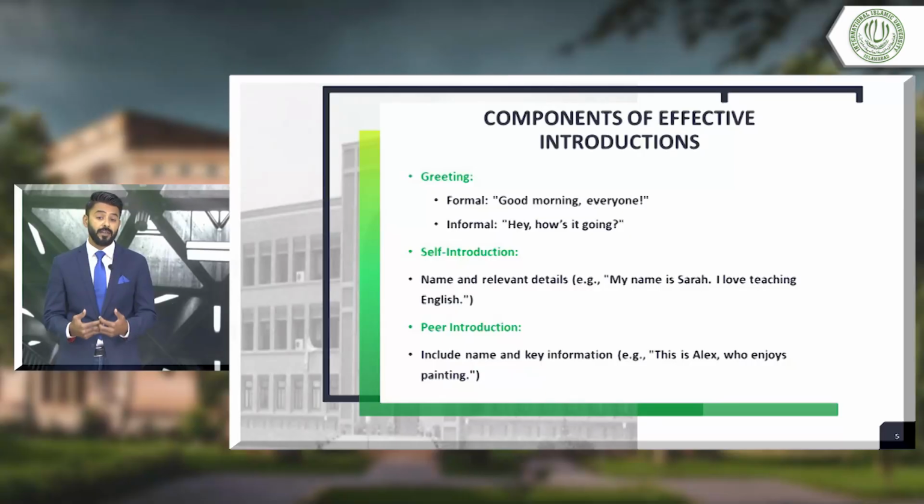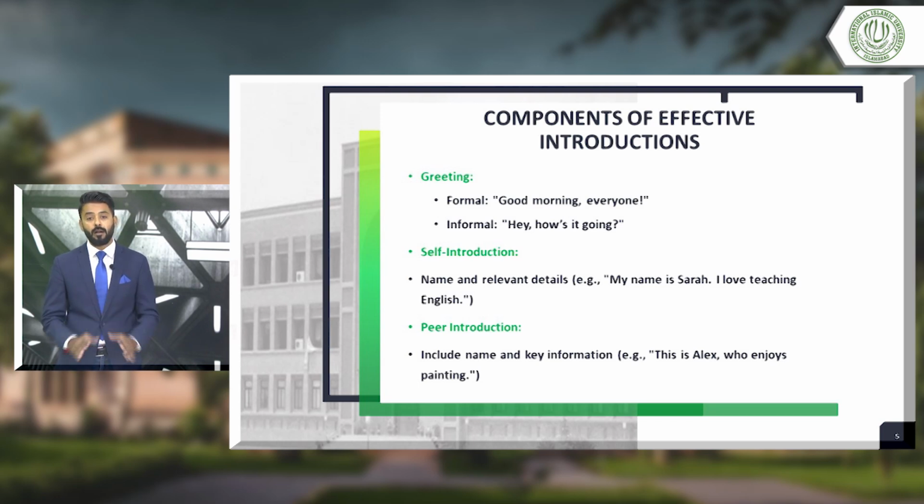Fine. So I hope that you have done the activity, and then we are moving towards explaining the next part of our lecture, which is the components of effective introduction. Now, you might have done the introduction already, and you might have committed some mistakes. Now the time is to correct those mistakes and learn how to make an effective introduction.